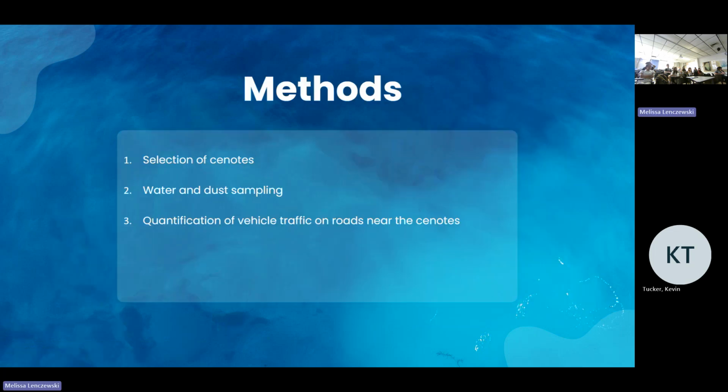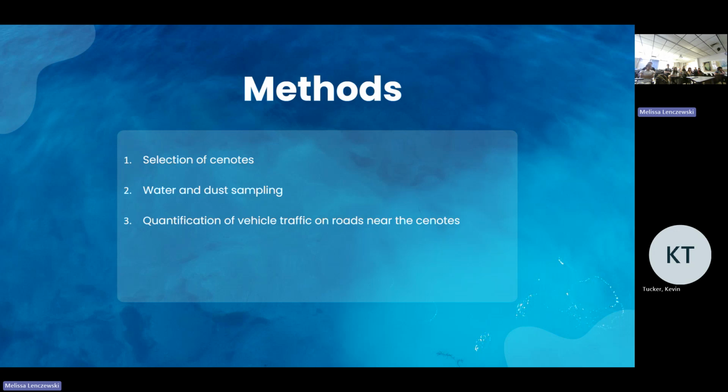So first in the methods is the selection of cenotes. We don't have the specific ones selected right now. We'll have to examine the proximity to roads, the urban area, and what we have access to, to be able to select the cenotes we'll be studying. When we have those selected, the sampling will include both water and dust sampling. So water, just surface water in the cenotes, but also sampling dust from the road near that cenote, so we can compare the composition of tire particles in the cenote and from the road specifically.